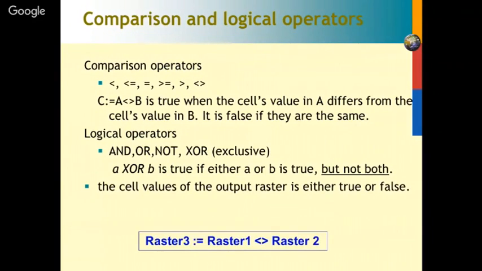In most cases, the output layer is simply an operation on two different raster layers. For example, the output raster layer may be generated wherever the first suitability is not matching with the second suitability. That kind of condition we can create with XOR operations.